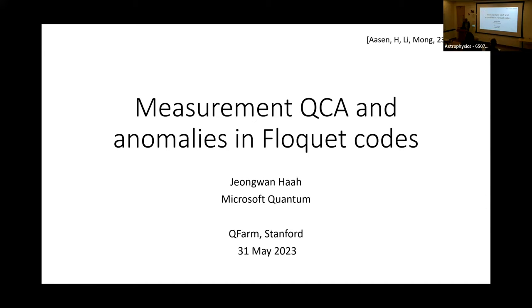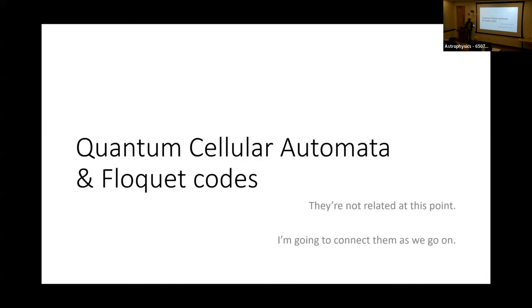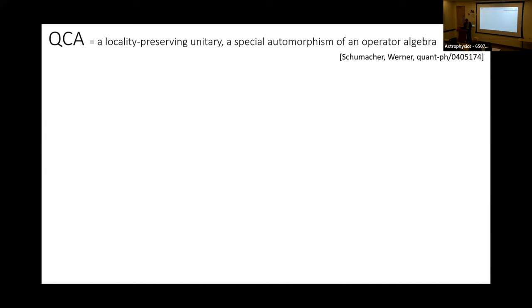Yes, so the title is Measurement and Scaling of Quantum Cellular Automata and Codes. So I feel like I can introduce what they are first before we get into their connection. So, let's first review what QCA stands for. QCA is a special homomorphism of the algebra that has a locality preserving property.